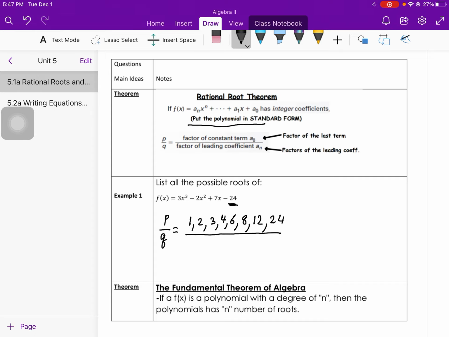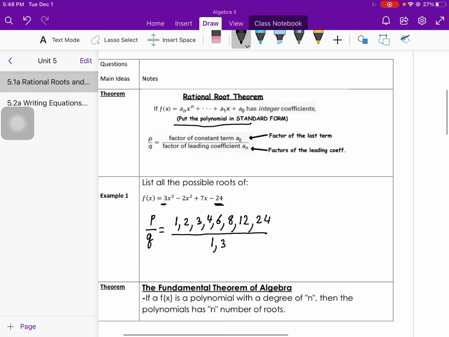And then we want the factors of the leading coefficient, which is the first part here, 3. And the only factors of 3 are 1 and 3. Remember, factors are just numbers that we can divide in. And then it's plus or minus, because we can have positive and negative versions of all of these.